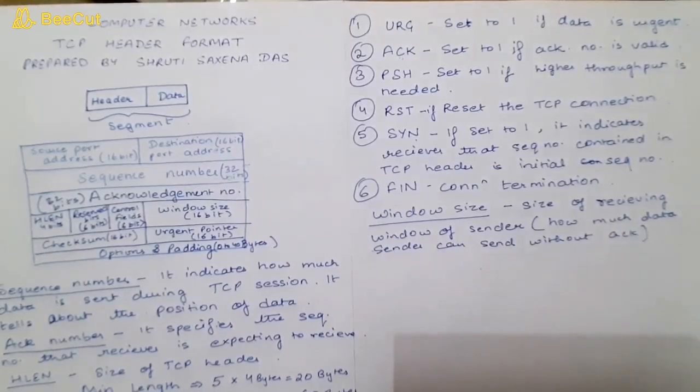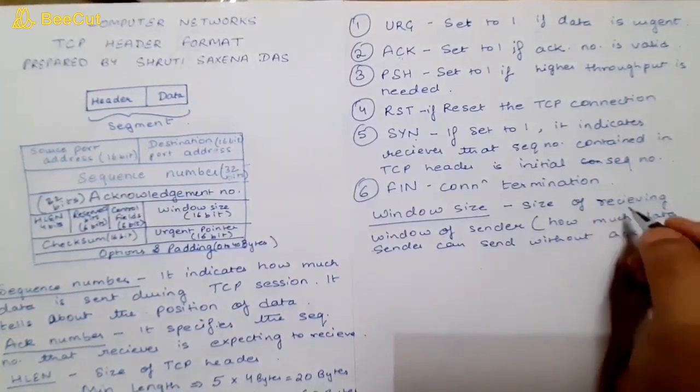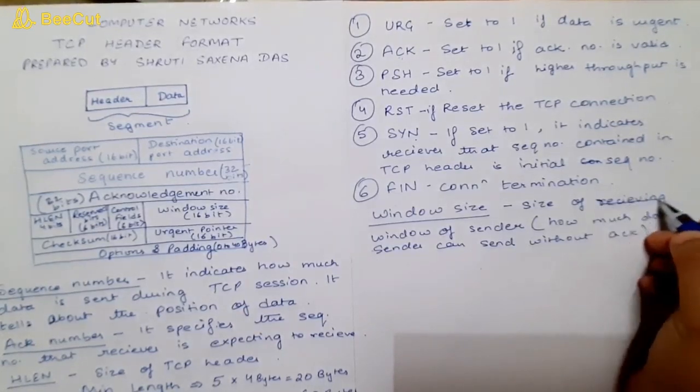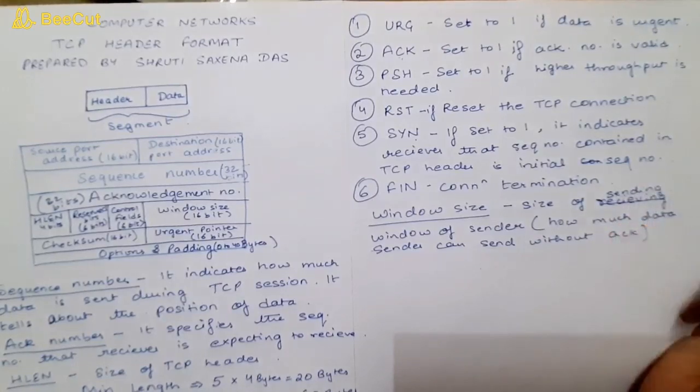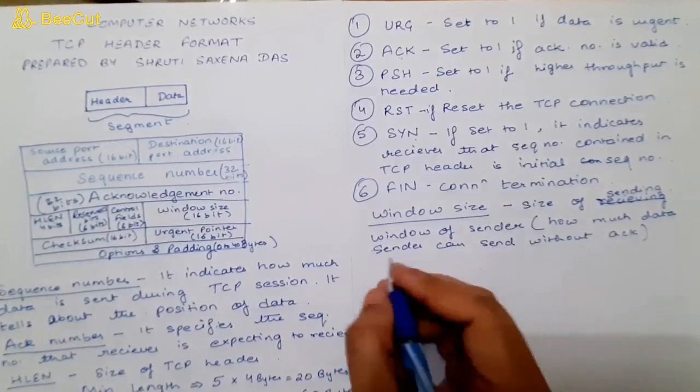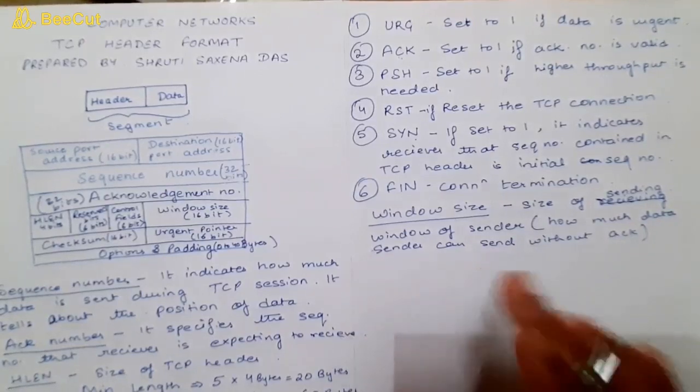So basically it is the size of the sending window. Just a second, it must be the sending window of the sender, because we are discussing the sender. That means the sending window of the sender: how much data the sender can send without receiving any acknowledgement from the receiver. So this is about window size.